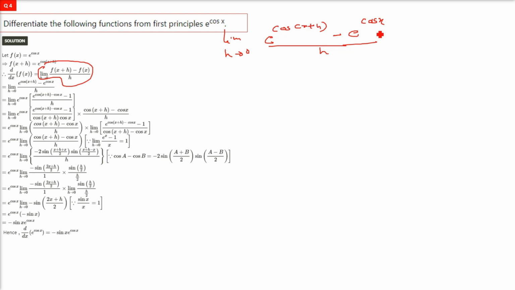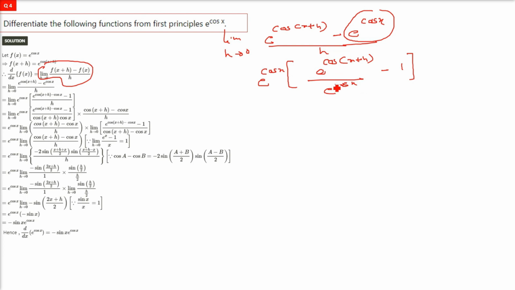So this cos(A+B), even if you open it using the cos(A+B) expansion, I have tried and you won't get anything. So what we will do here is take e to the power cos x common from these two. When you take it common, e to the power cos(x+h) will be there, but e to the power cos x will come in the denominator, because you have taken something common which was not already there with e to the power cos(x+h). But with this term, it was there, so it will be only 1.